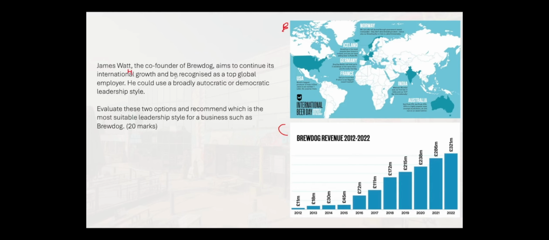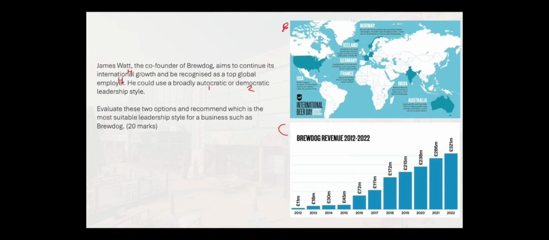Okay, and we recognise as a top global employer. Hang on, there's two aims in this question. That's just being greedy. So we need to make sure we cover both of those. He could use a broadly autocratic, option 1, or democratic leadership style. Option 1, define autocratic, then P paragraph in favour, P paragraph against. Option 2, democratic leadership style, define the key term, P paragraph in favour, P paragraph against. A, answer the question, linking back to the hook.